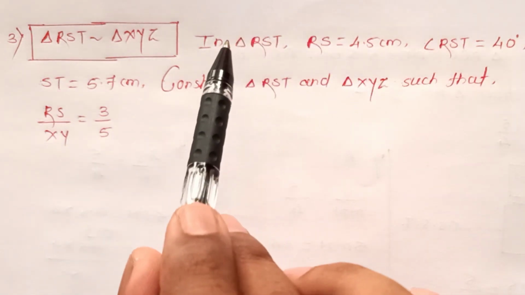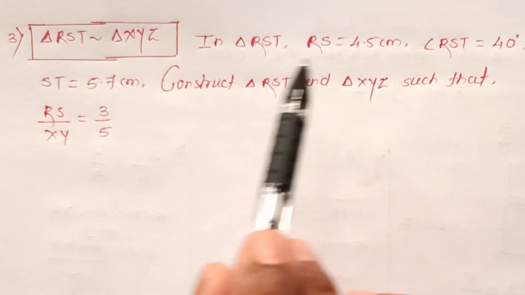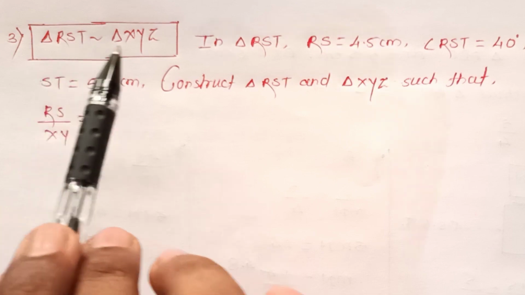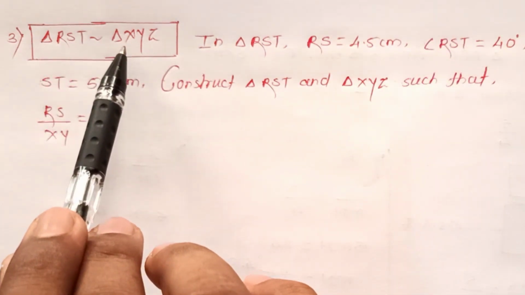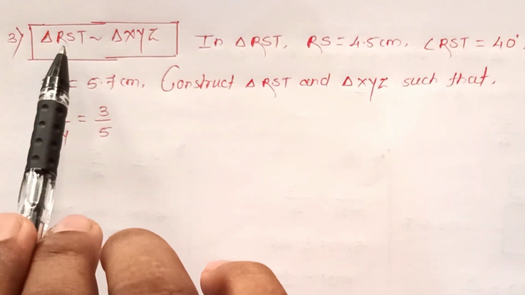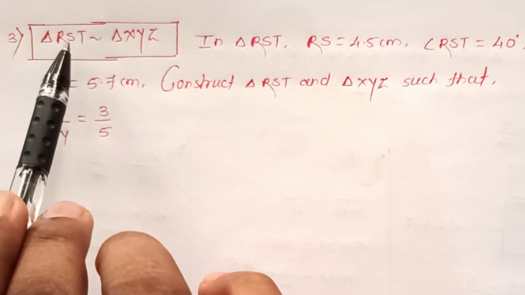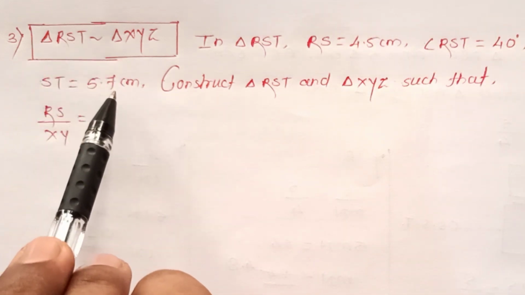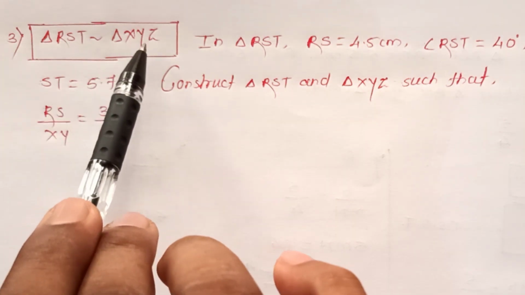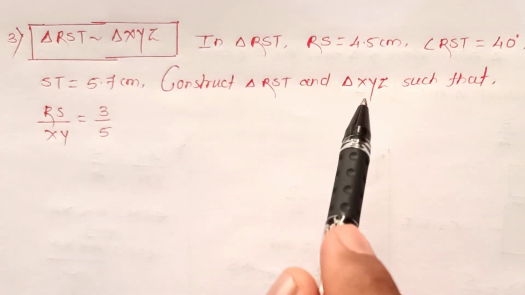Okay, so look at triangle RST, this RS is equal to 4.5 centimeter, first side of the first triangle. That means we have to find out the corresponding side which is XY. Then angle RST, that means angle S is given which is 40 degree. We have to find out the corresponding angle of the second triangle. And side ST is given 5.7 centimeter, so we have to find out YZ. Okay, so let's find out those corresponding sides and corresponding angles.